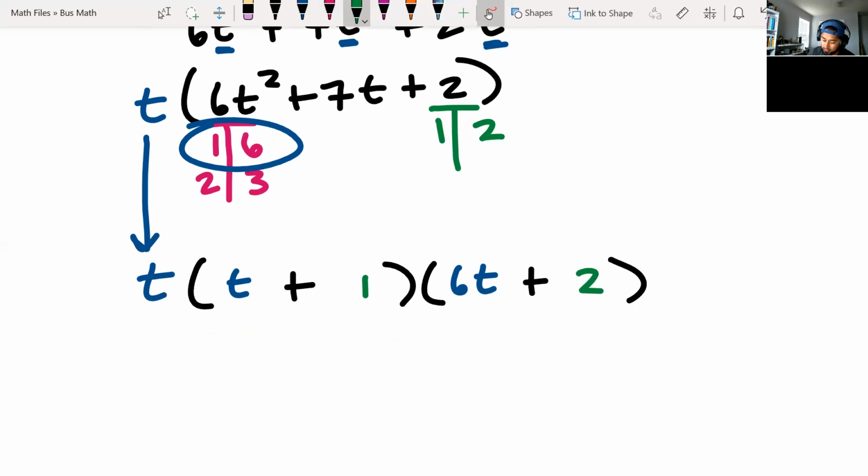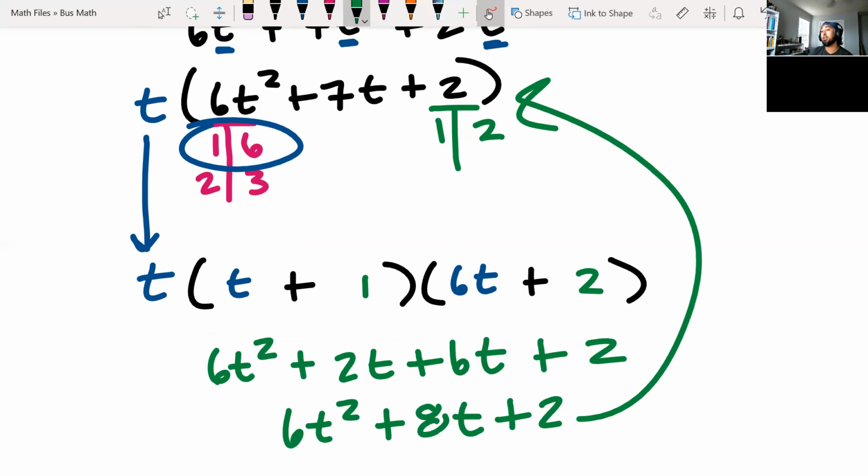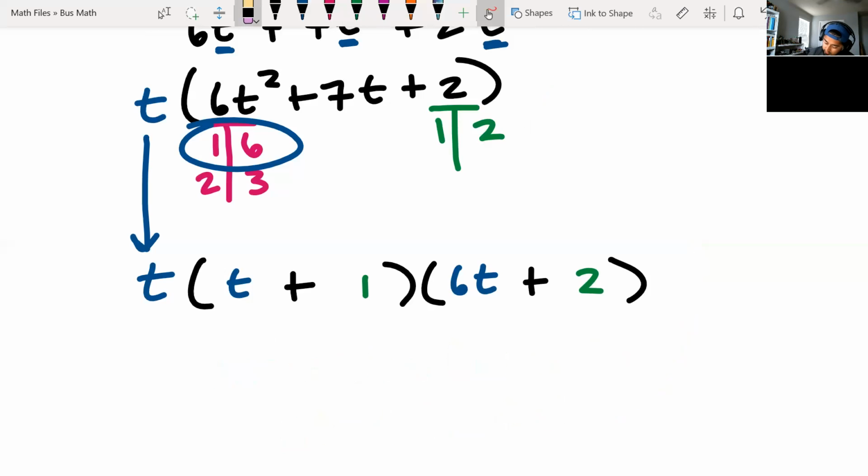So let's FOIL. I'll get 6t squared plus 2t plus 6t plus 2. This will give me 6t squared plus 8t plus 2. Does that look like that one? No, sir. So a quick fix is to swap the numbers. So let's try that. I'm just going to flip them around. I'm going to say 2 and 1.